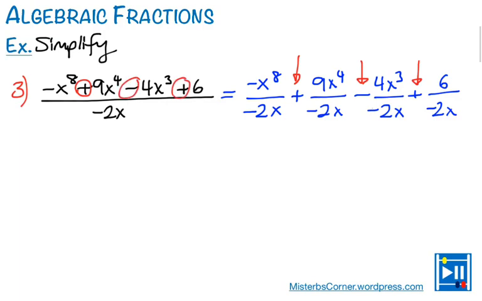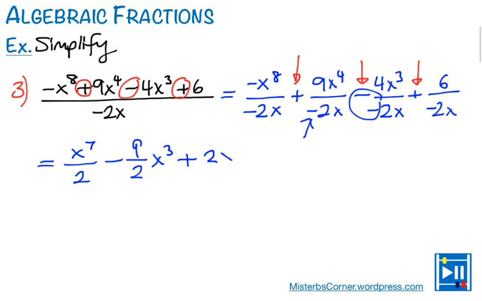So I can just deal with each fraction separately, saying that that's going to be x to the power of 7 over 2, cancelling the minuses as well, plus, now that's not going to be a plus because of this minus sign here, so it's going to be 9 over 2 x cubed, when we simplify the x's, and here minus and minus together will make a plus. 4 over 2 is 2, x cubed divided by x is x squared, and finally it's going to be a minus 3 over x. So this is how you can end up with the simplest form of this expression.